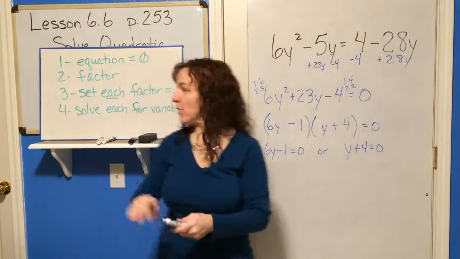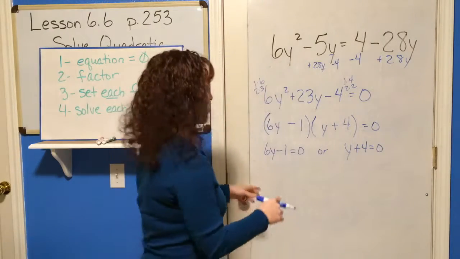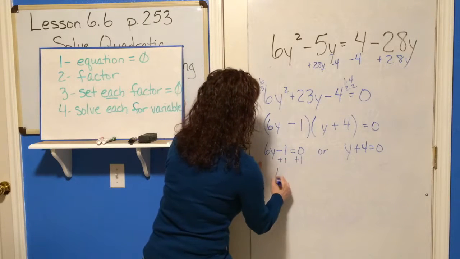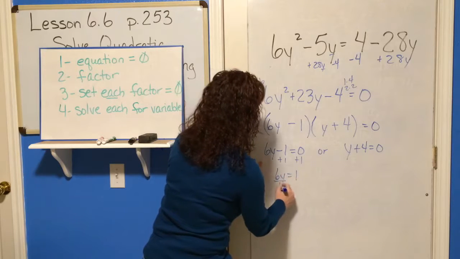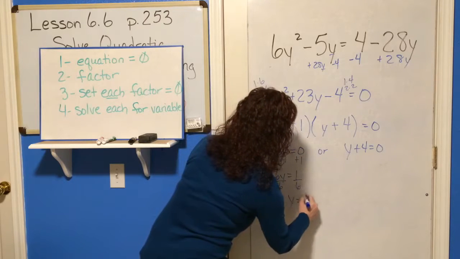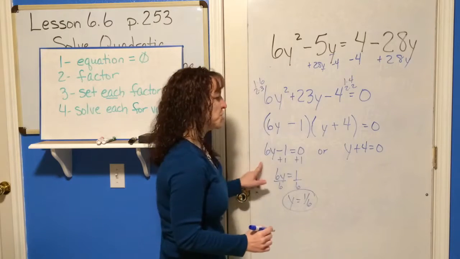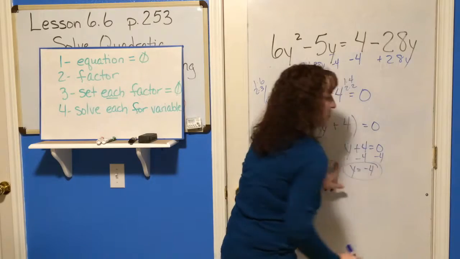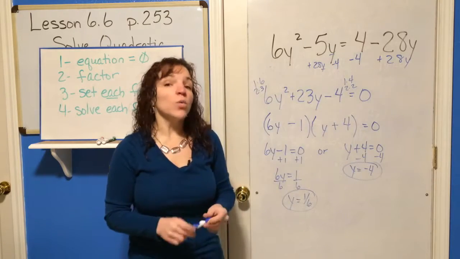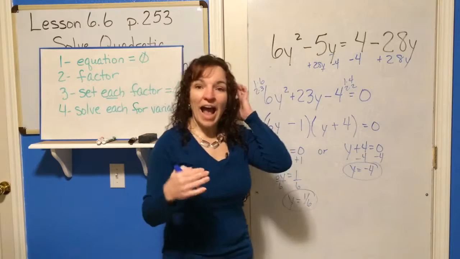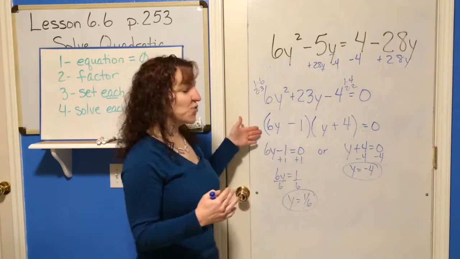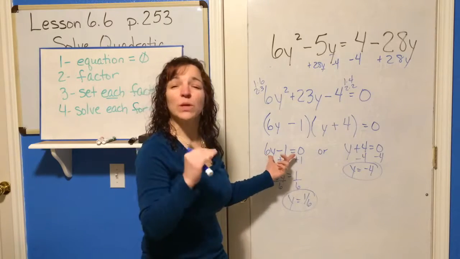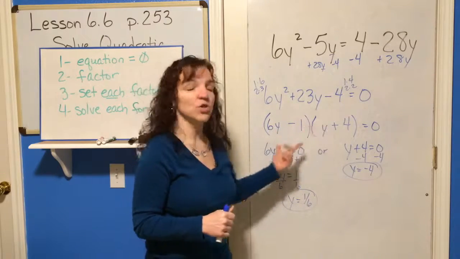And now it's a simple matter of solving each of these small equations. So add 1 to both sides. 6y equals 1. Divide by 6. Y equals 1/6. There's one solution. Subtract 4. Y equals negative 4. All right? So really and truly, the only thing we're adding is set each factor equal to 0 and solve. And these equations should be really simple equations by the time you get down to their factors.